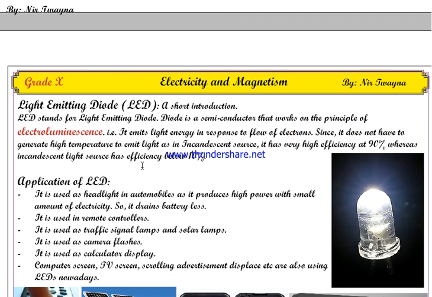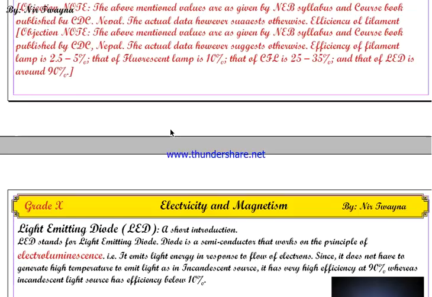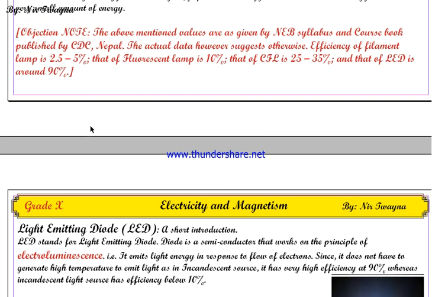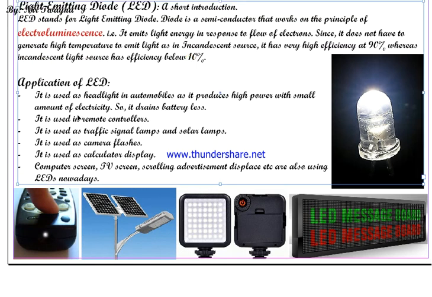Since it does not have to generate high temperature to emit light as an incandescent source, it has very high efficiency, at 90%, whereas an incandescent light source has efficiency below 10%. I have written below 10%. I do not prefer to write exactly 10%, because of the objection I just told you about. An incandescent lamp or filament lamp is only 2.5 to 5%. So I would write below 10%.